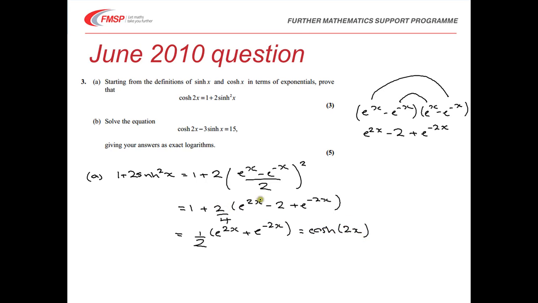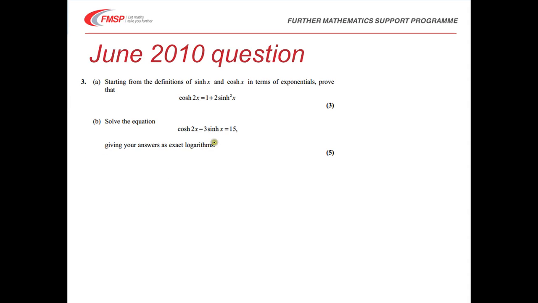Just to point out what happened in the algebra here, we've got a 1 here, and we've got a half times minus 2 here, so that will be a negative 1. Those have cancelled in that line of algebra there. So that's the start of the question, and then moving into part B, we've got to solve an equation.